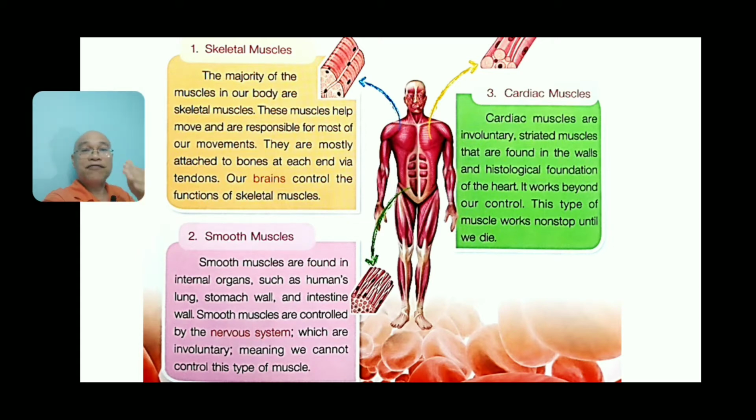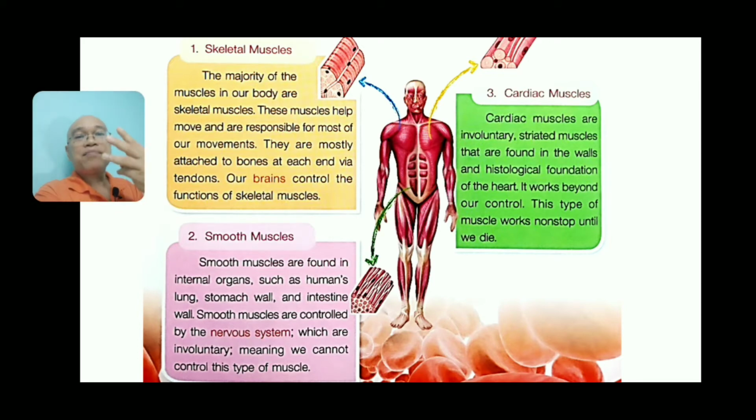Smooth muscles are found in internal organs, all right? Such as humans' lung, stomach wall, and intestinal wall. Smooth muscles are controlled by the nervous system, which are involuntary. It means it will just automatically function, meaning we cannot control this type of muscle. It will just automatically work, all right?